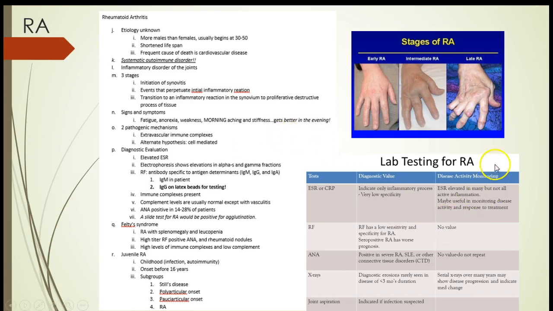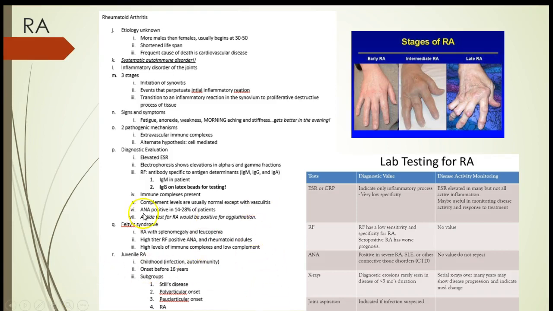When we do the testing for this, there's a lot of different things the doctor looks at, okay? There's a lot of rheumatoid arthritis patients that are not positive for rheumatoid factor. It doesn't have a great sensitivity or specificity for RA, so they're really kind of going off the patient's symptoms. The IgM is usually in the patient, but the test that we're doing for rheumatoid arthritis has IgG on latex beads for testing. Some of these patients even have a positive ANA, not all, okay?